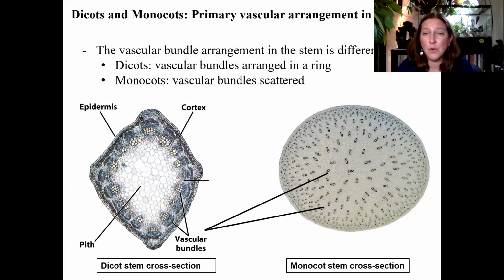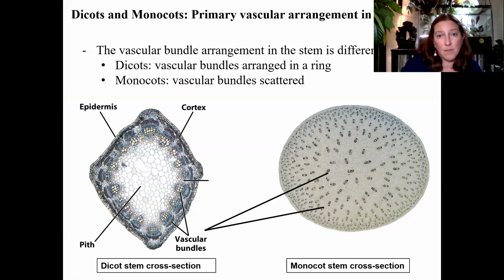But since today we're talking about tissues and stems, I have to point out the fact that dicots and monocots have different arrangement of their vascular tissue in their stems. And so you can tell them apart based on this. So on the left, you see dicot stem cross-section, and on the right, you see monocot stem cross-section.